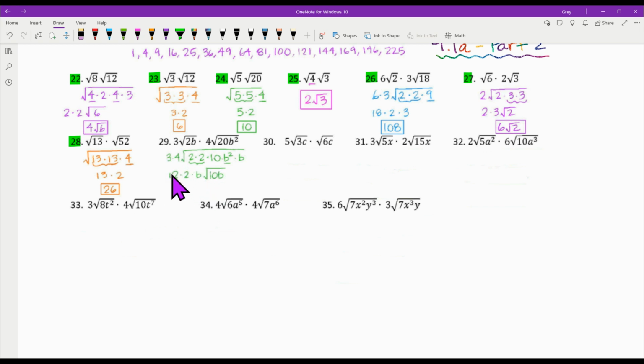3 times 4 is 12. I have 2 of something, I get to bring 1 out. What's left stays underneath. So that's 24b square roots of 10b.